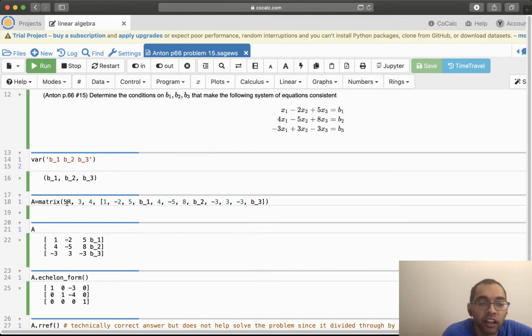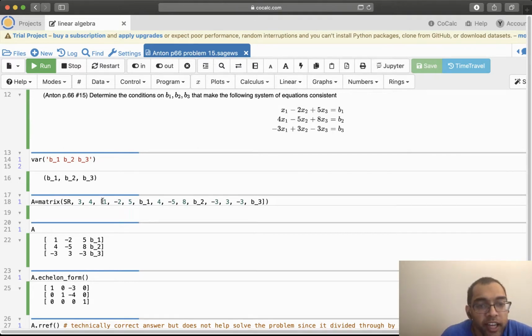That's the ring, and a ring is just where you can add, subtract, multiply, and so forth. Not necessarily divide, but anyway. In the symbolic ring, there's this B1, B2, and B3. Then we want to construct a 3 by 4 matrix because that's what the dimensions of the augmented matrix associated to the system is.